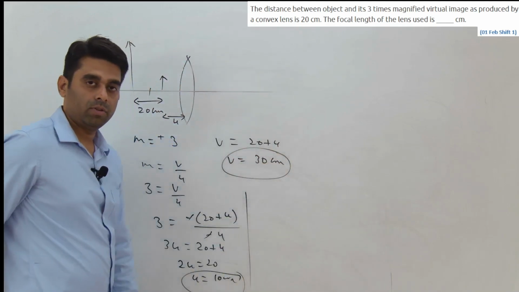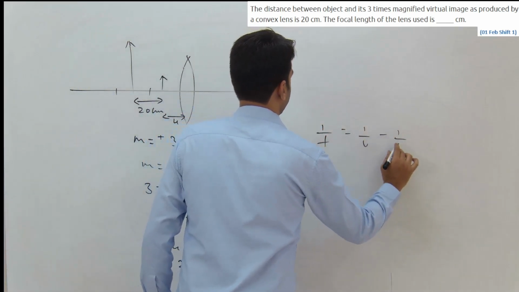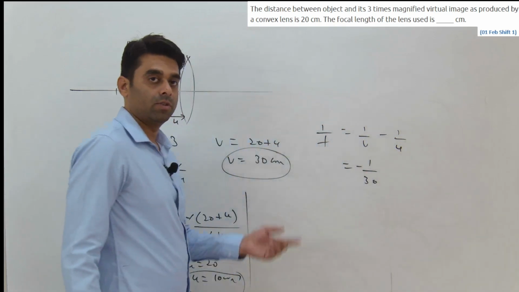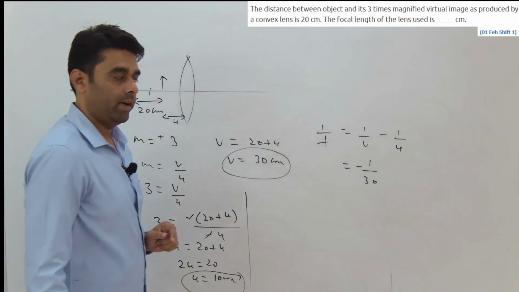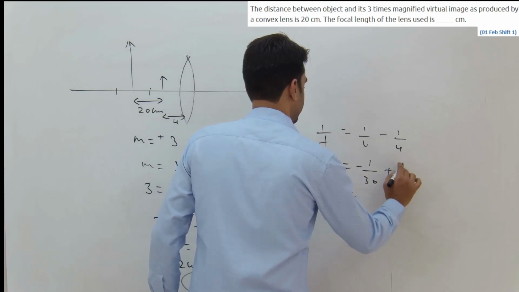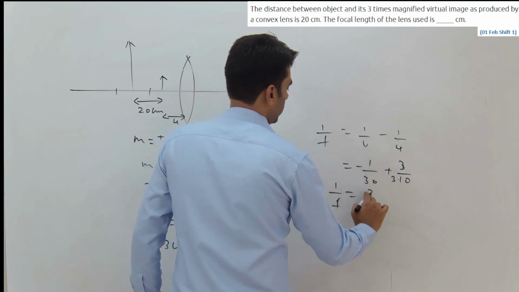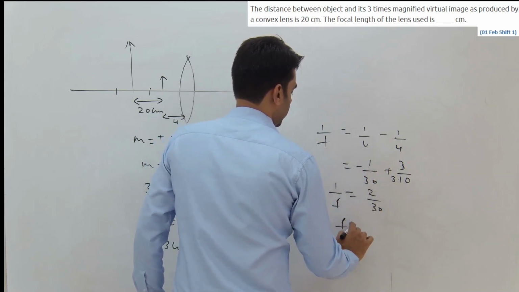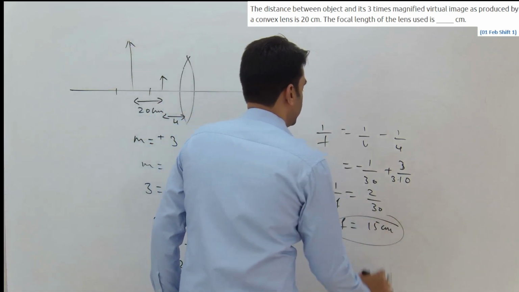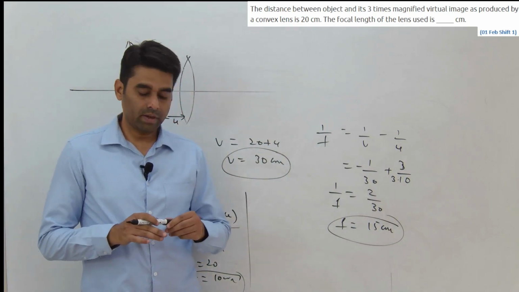Now let us substitute this in our lens formula. 1 by f is equal to 1 by v minus 1 by u. This is equal to 1 by v, which is minus 30. It's a virtual image, so it will form on the same side, right? Minus of minus, plus 1 by 10. So this becomes 1 by f equal to 2 by 30. So f is equal to 30 by 2, which is 15 centimeter. So our answer for this one comes out to be 15 centimeter, which is the correct answer, right?